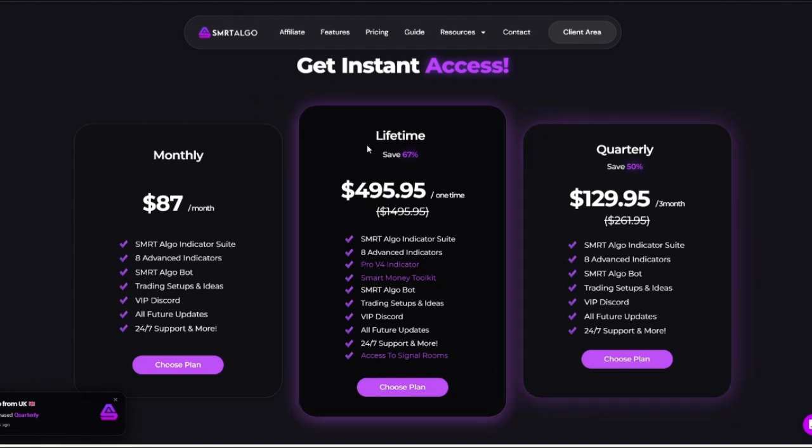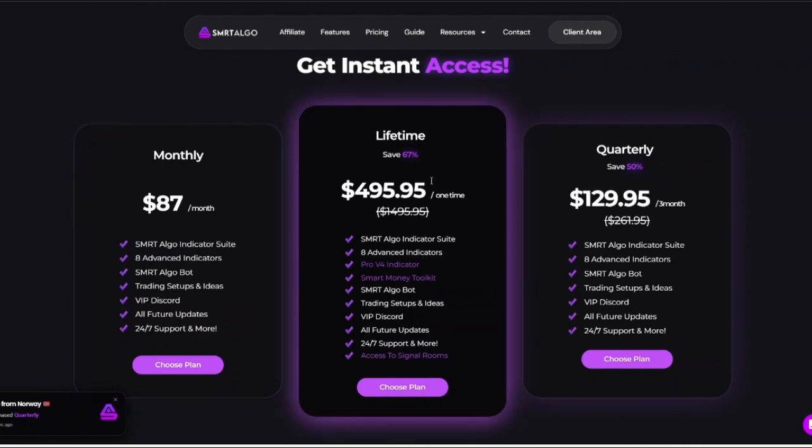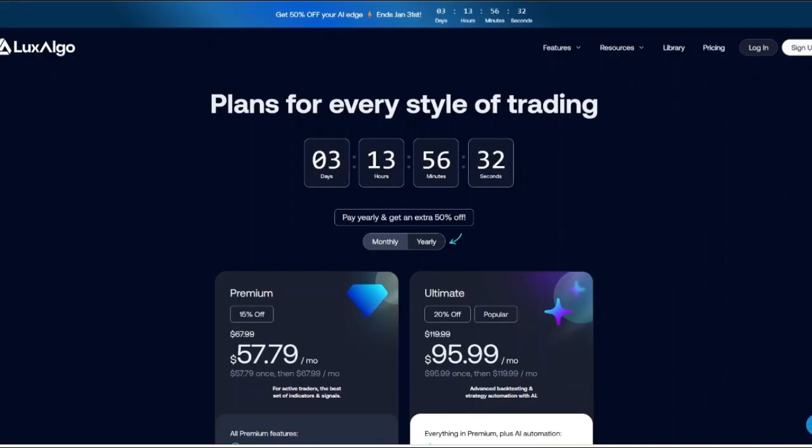For SMRT Algo, to get instant access, you can do a monthly subscription at $87 per month, a lifetime payment where you can save 67% of the pricing by paying $495.95 for one time, and a quarterly payment where you save 50% by paying $129.95 every quarter.